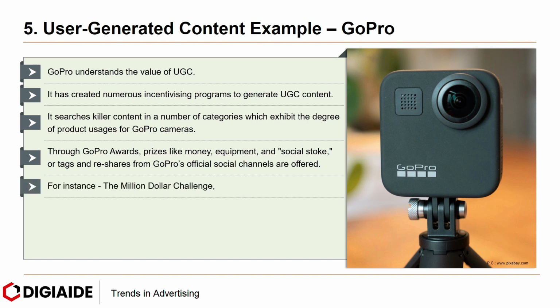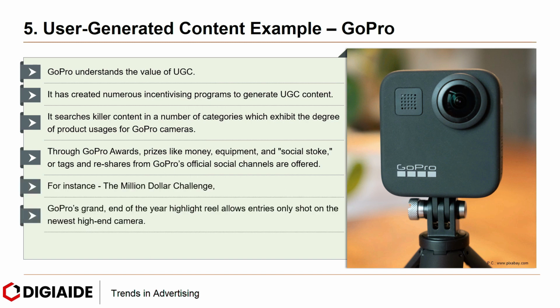For instance, GoPro's $1 Million Challenge. GoPro's grand end of the year highlight reel allows entries only shot on the newest high-end camera launched by GoPro. Every user who submitted a clip gets an equal share of $1 million as prize money.